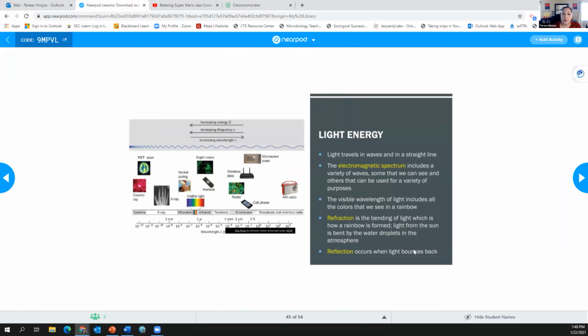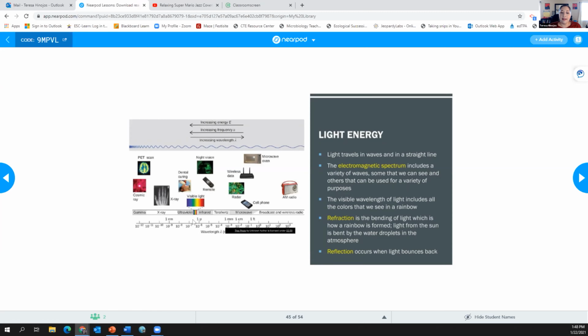All right. So the next part here is light energy. And with light energy, we've got to understand that light travels in waves, and that there is this electromagnetic spectrum, right? There's this whole huge variety of different waves out there, but light energy, or what we can actually see with our eyes, is actually only a really small component of that electromagnetic spectrum, okay?